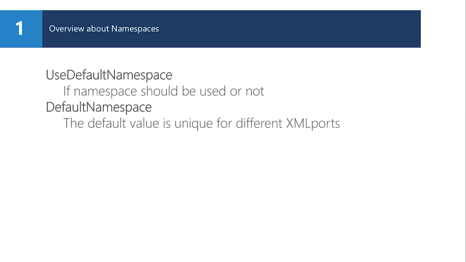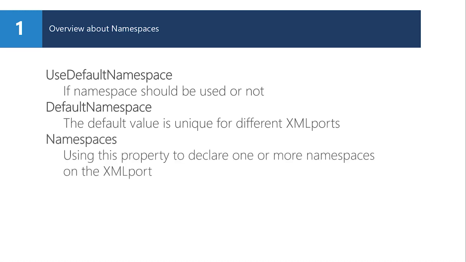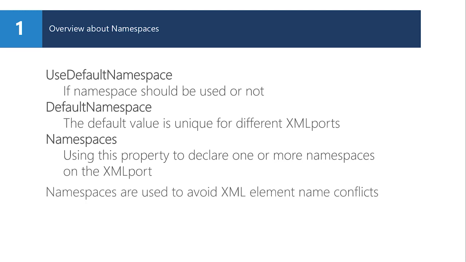But if you want to use the default namespace that is defined in the default namespace property, you cannot define a default namespace in the namespace property. And finally, we can use the namespaces property to declare one or more namespaces on the XML port. And why do we need namespaces? We use namespaces to avoid XML element name conflicts.